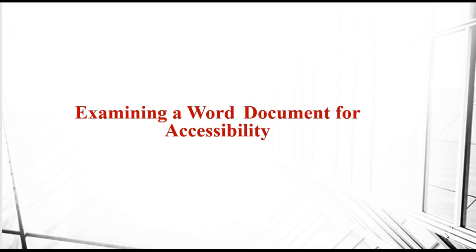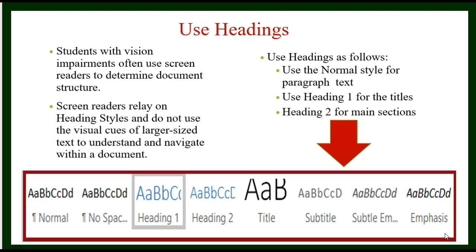So I'm going to start talking about certain features in Microsoft products that allow you to make your content accessible. And I'm going to start off with Microsoft Word, something that we use a lot of. The first thing that you see in that circle, it says something about using headings. And let me explain what that means.